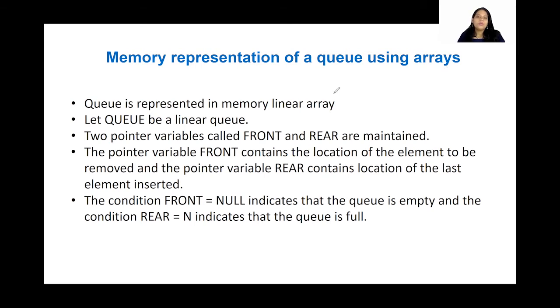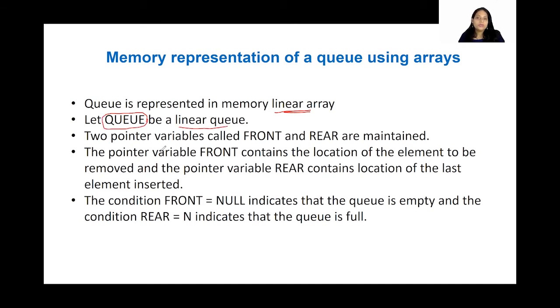Now, when we are representing it in the memory using the array, we use a linear array. A linear array is nothing but a consecutive, it uses consecutive memory locations like a normal array. Now let Q be the linear queue. So here we are saying that let Q be the name of a linear queue or linear array.